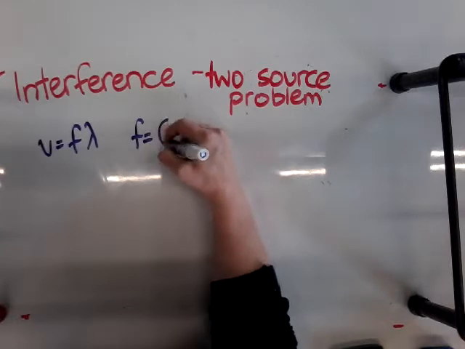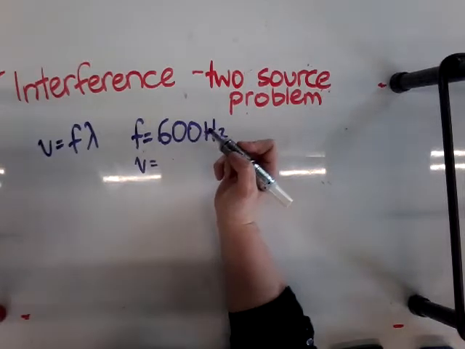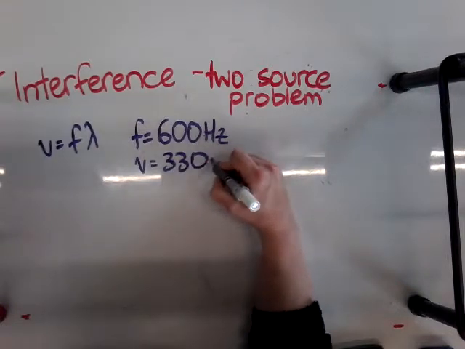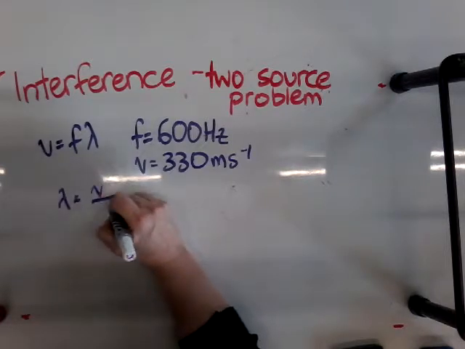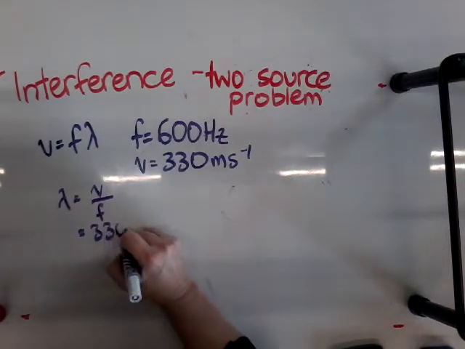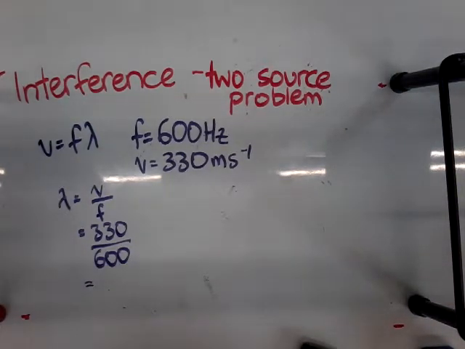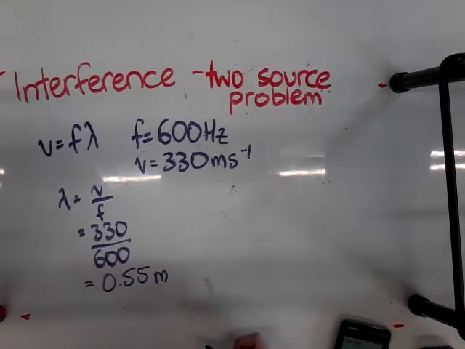We know that f equals 600 hertz. We're going to assume, it hasn't been told to us explicitly, but it will be in your exam if you're asked this, we're going to assume that v is 330 meters per second. That's the speed of sound in air, and we're going to work out the wavelength. And if only I had thought to make these numbers nicely divisible by one another, I wouldn't even have to get my calculator out. 0.55 meters. Okay, so far so good. So we've got this wavelength, 0.55 meters.